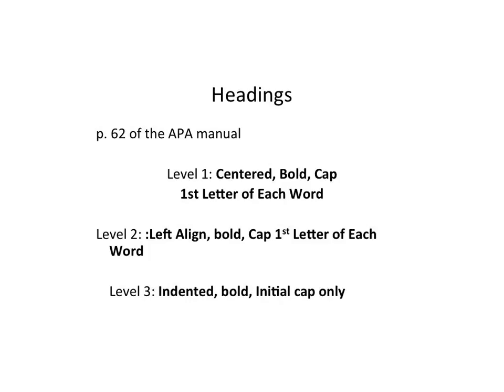And then finally, headings. Headings are listed on page 62 of the APA manual. Most of you are only going to be doing level 1 headings. These are centered, bold, capitalize the first letter of each important word. A level 2 heading is common in a method section where you have subsections. It is sometimes more common in dissertation reviews of literature. This is left aligned, bold, capitalize the first letter of each important word. A level 3 header is indented, bold, initial cap only. It does not happen very often.